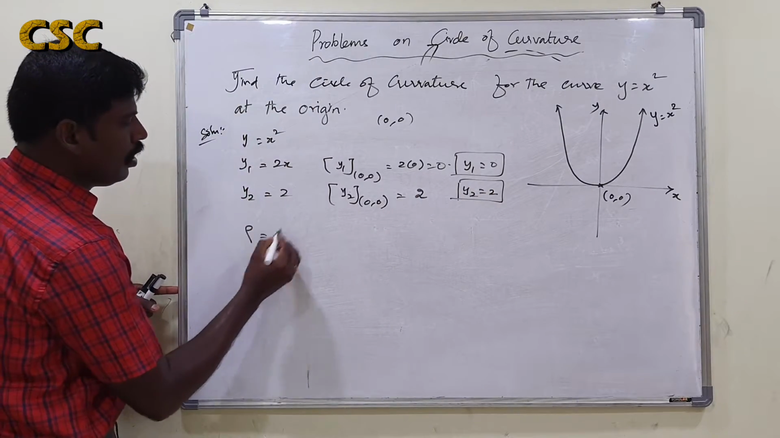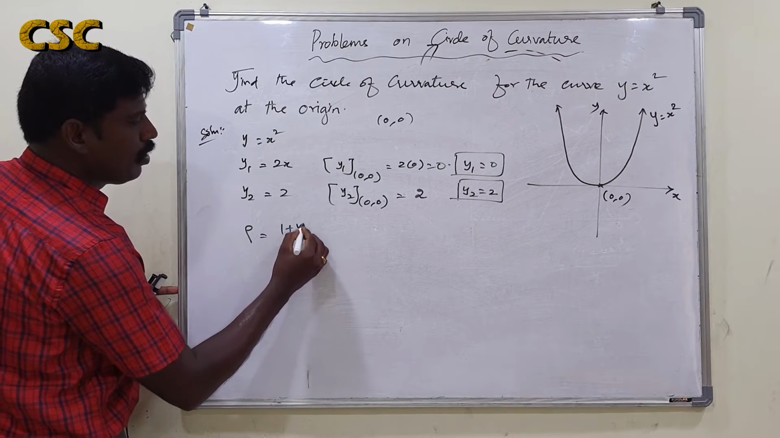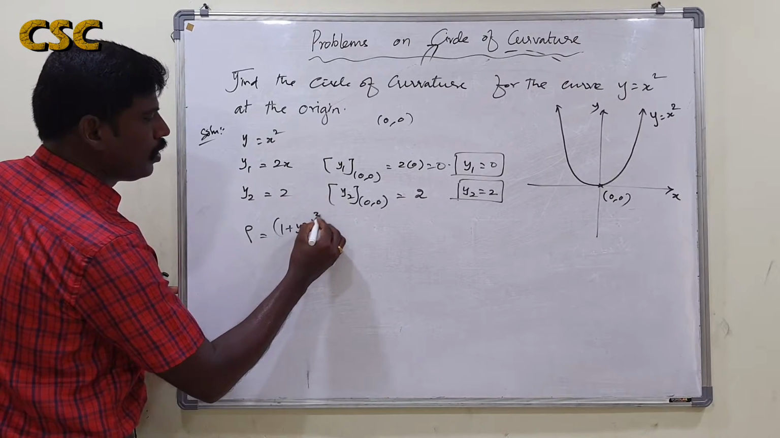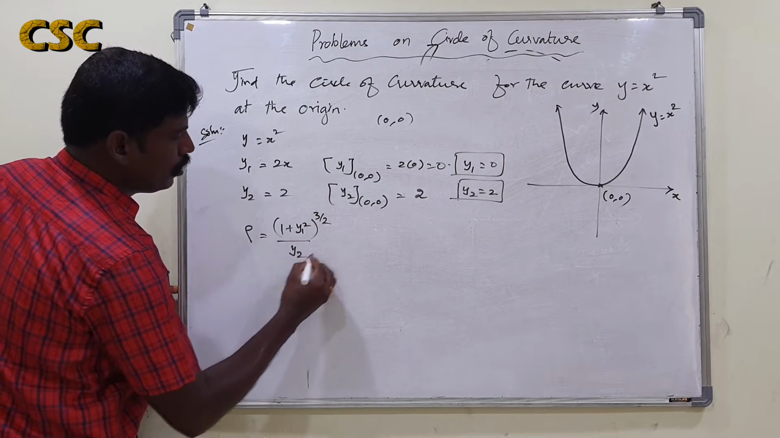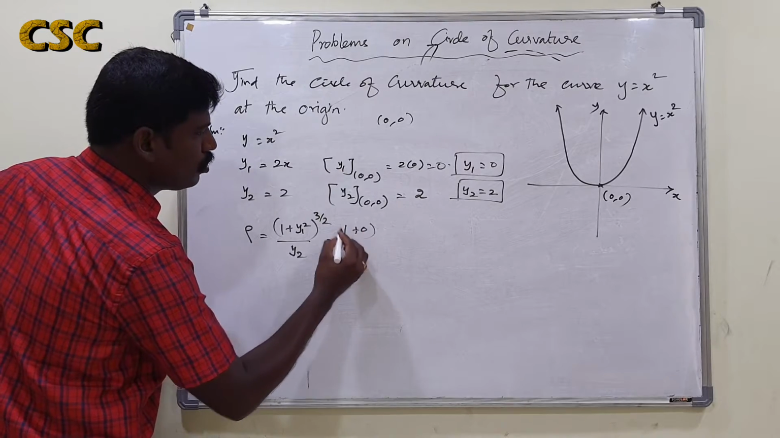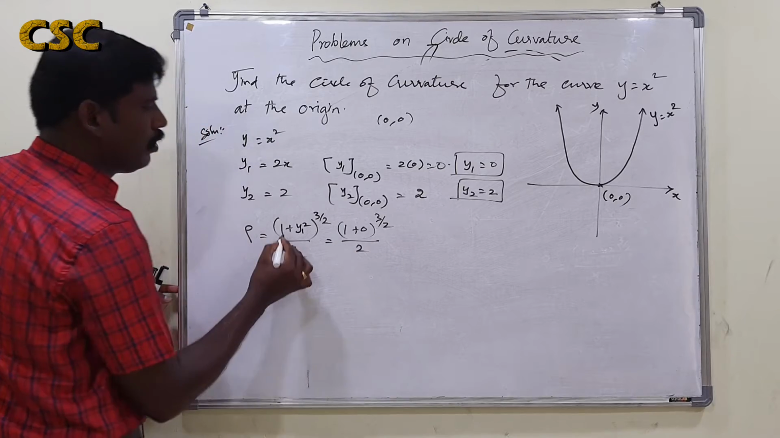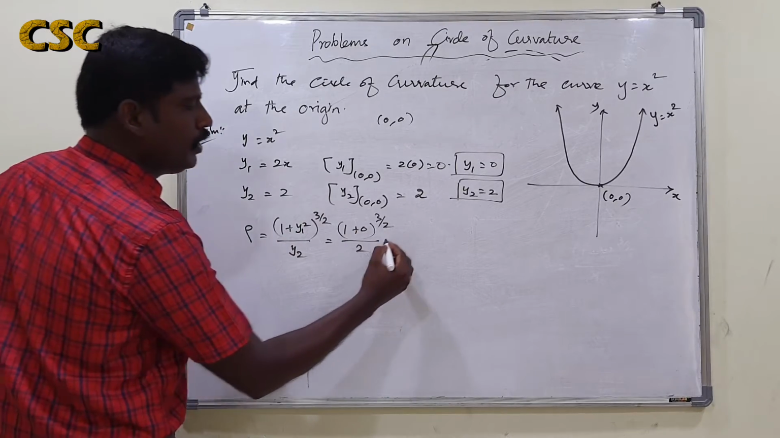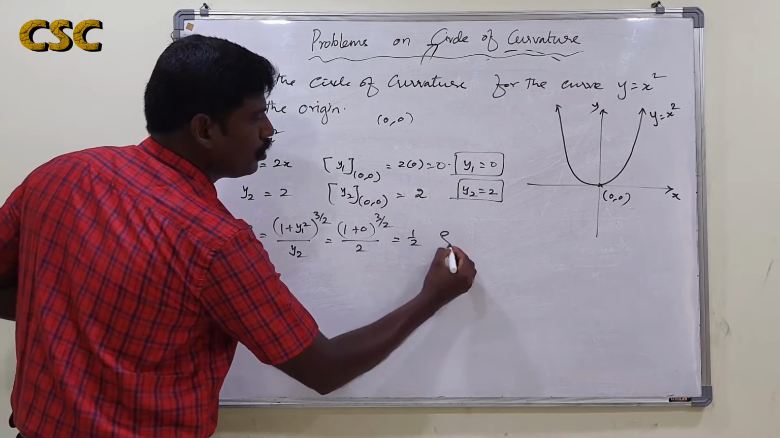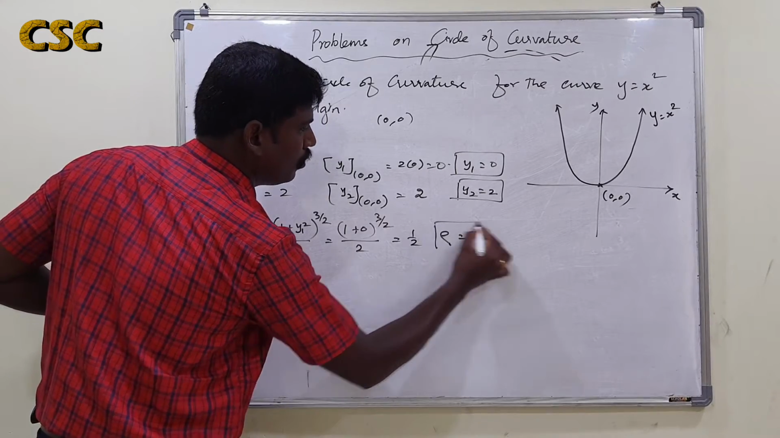Using these two values, we can find rho by applying this formula: (1 plus y1 square) the whole power 3 by 2 by y2. That is equal to (1 plus 0 square) the whole power 3 by 2 by 2, which is equal to 1 by 2. So rho is equal to 1 by 2.